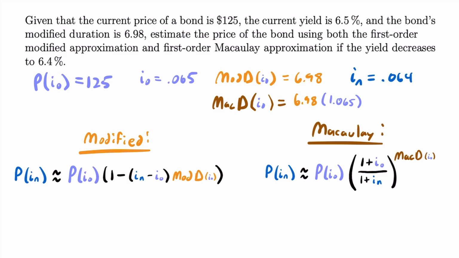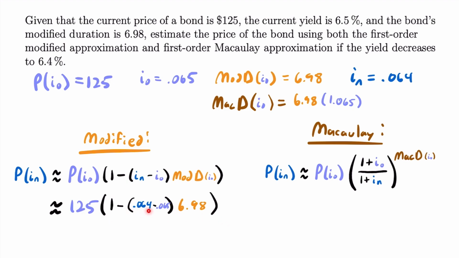So let's do that. I'm going to start with the modified approximation. We will have that the new price is approximately equal to the original price of $125 multiplied by 1 minus the change in the interest rates, which is the new rate minus the original rate. So we'll have 0.064 minus 0.065. I'll write that in here. We will have 0.064 minus 0.065, and then we're multiplying by the modified duration using the original interest rate, which is 6.98.